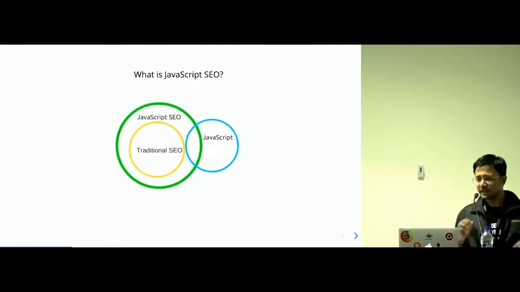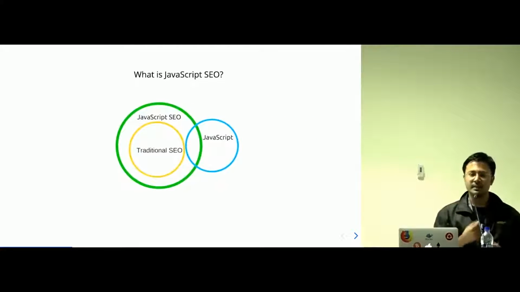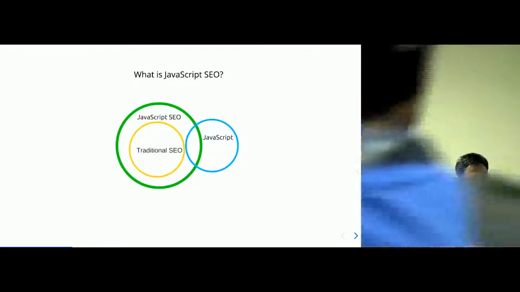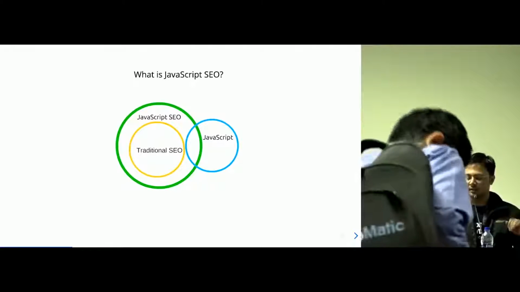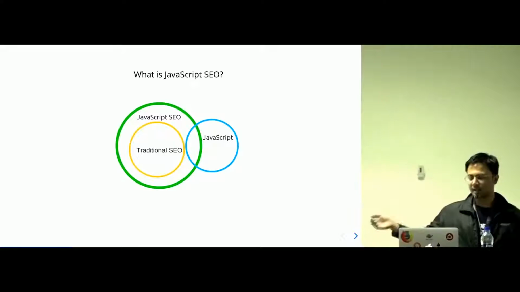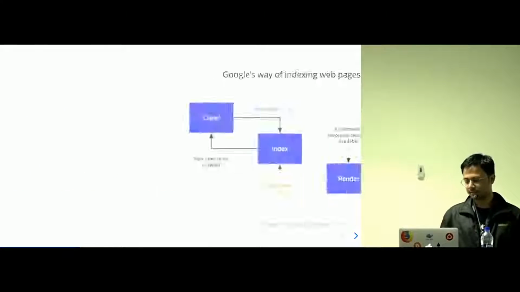So let's try to understand what JavaScript SEO is. JavaScript SEO is the practice of writing JavaScript that is rendered correctly and indexed by the search engines as well, right? So you can see that JavaScript SEO includes JavaScript writing practices plus traditional SEO.